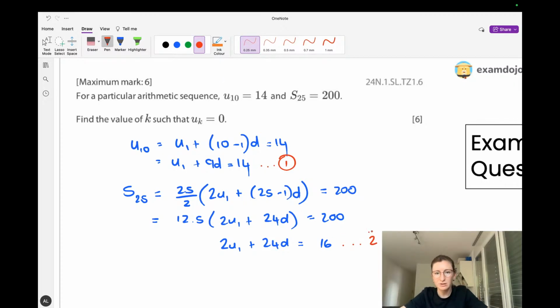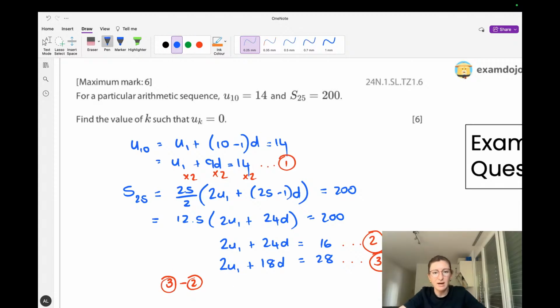And again, we're just going to solve them. I'm going to multiply this one by 2 again to get the coefficients the same. So everything multiplied by 2. So then we get 2u1 plus, that was 9, right? So 18d equals 28. That's now my equation 3 because I've enlarged it. And now I'm going to do equation 3 minus equation 2. So I just show the examiner what I'm doing.